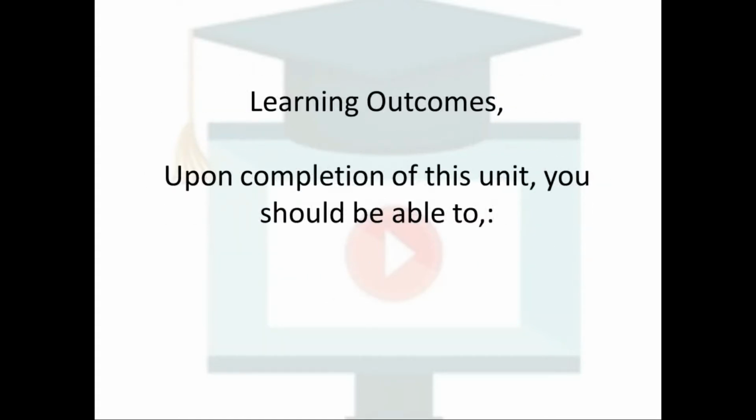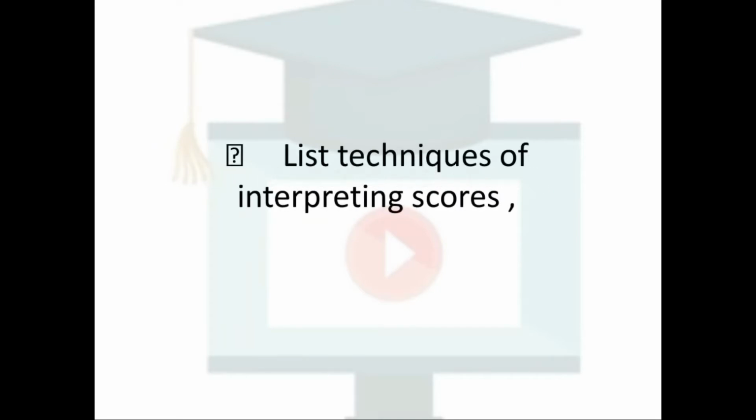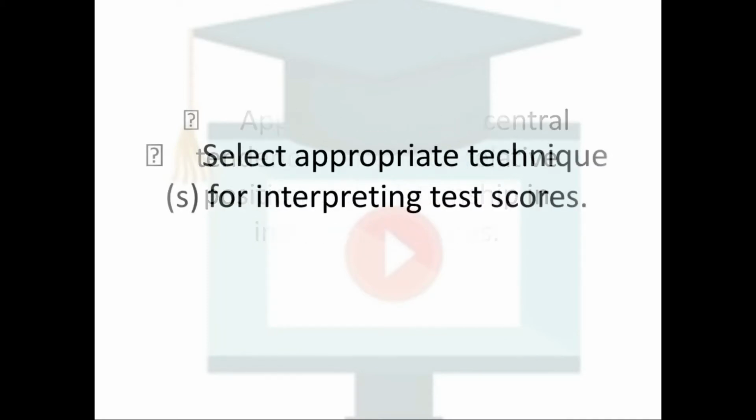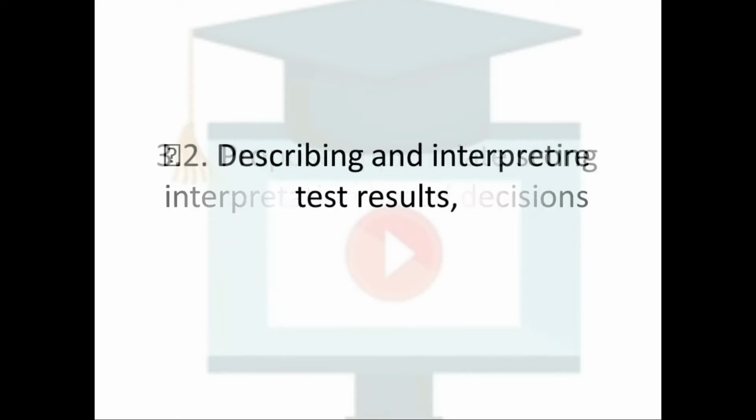Learning outcomes. Upon completion of this unit, you should be able to describe test scores, list techniques of interpreting scores, apply measures of central tendency, variability, relative position and relationship in interpreting scores. Select appropriate techniques for interpreting test scores. Develop reports on the implications of scores. Propose appropriate score interpretation-based decisions.